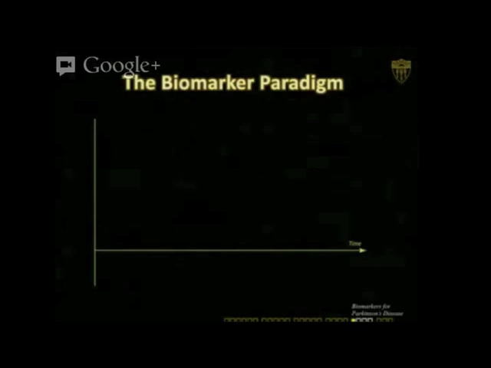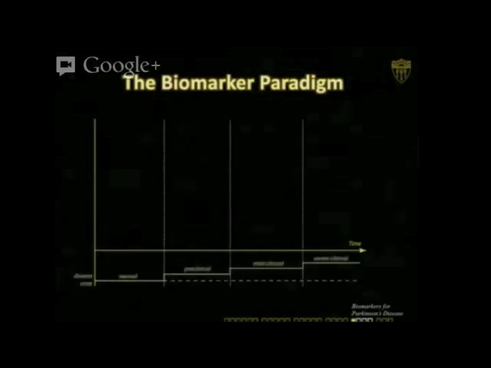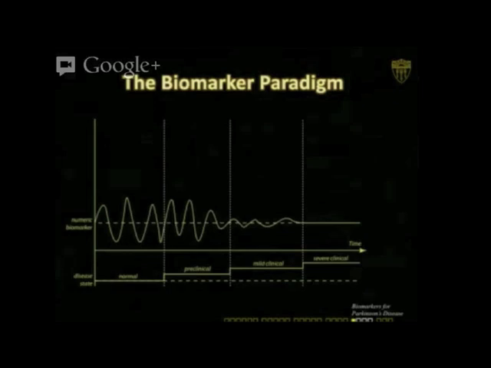The idea is that given an individual in some kind of disease state over time, a person's disease state will change from normal, to preclinical, to mild clinical, to severe clinical, and you can track that over time. Now, biomarkers are various different types of measurement that you make on that individual over time, which allow you to track various different aspects of the disease.